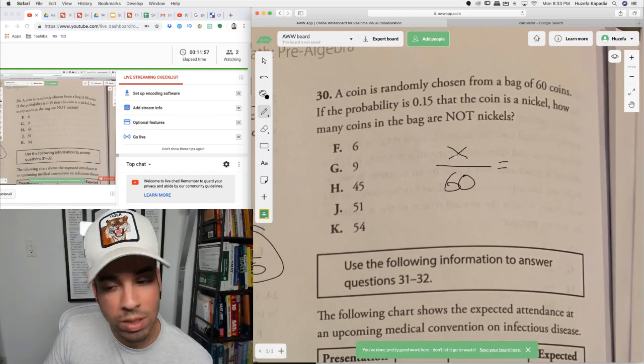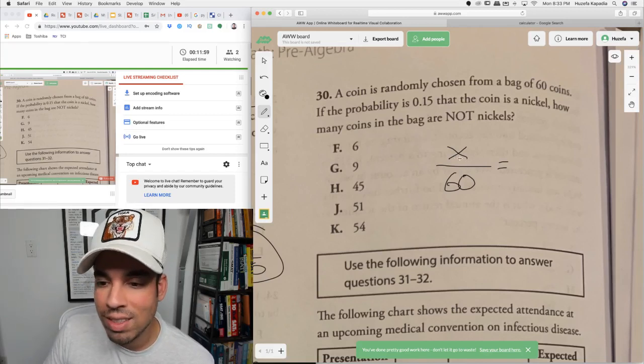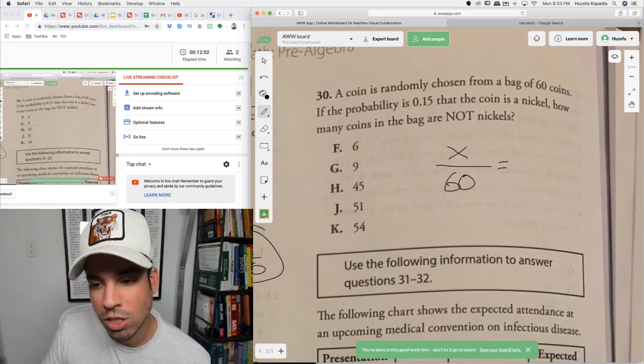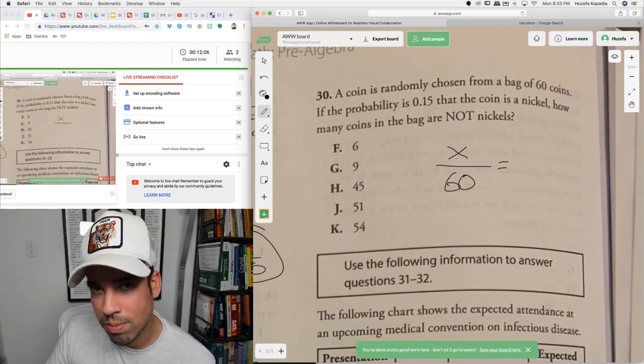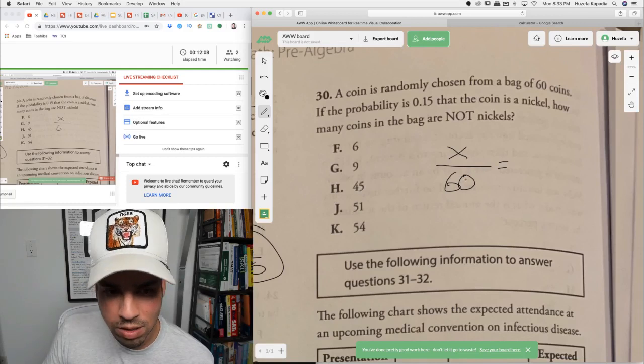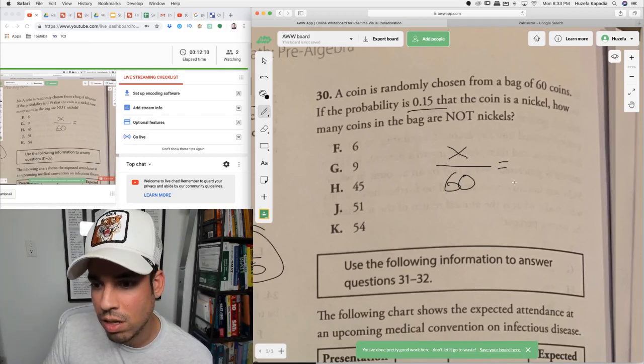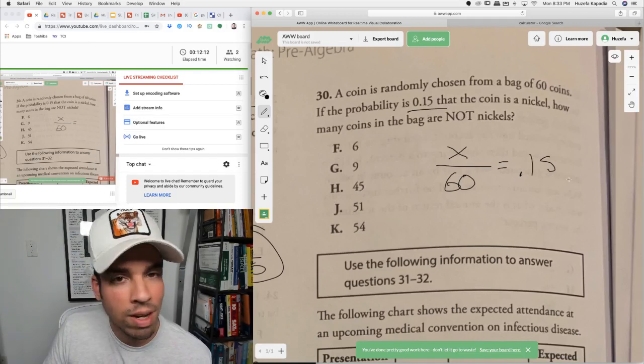Okay, so this is the probability of nickels, but we don't know the number. Remember, when we take that fraction, like 5 out of 60 or whatever it is, and then we divide it as we would, this is a division problem. It equals this probability value. So we just set this equal to 0.15 and we're good to go.